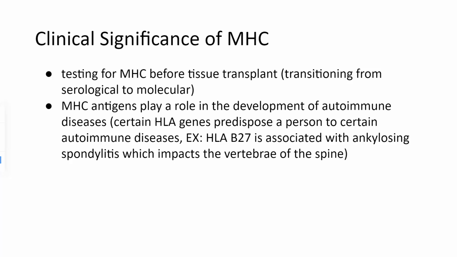MHC antigens play a role in the development of autoimmune diseases. So certain HLA genes predispose a person to certain autoimmune diseases. For example, HLA-B27 is associated with ankylosing spondylitis, which impacts the vertebrae of the spine. So in addition to worrying about it for transplant, we also worry about HLAs for select diseases.